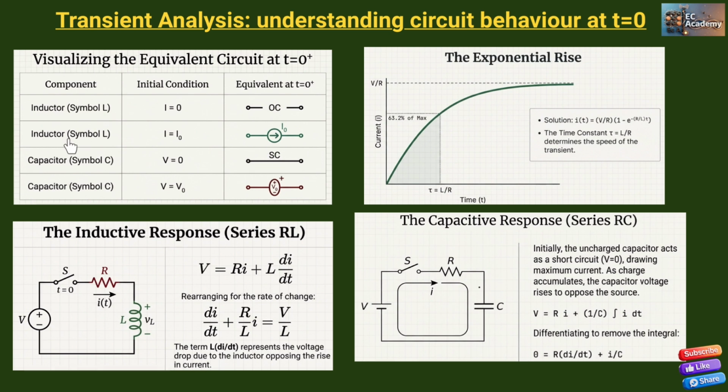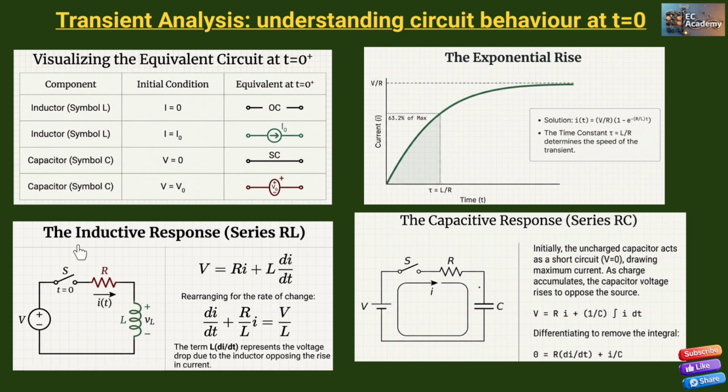If the inductor and capacitor already have charge, like I equal to I naught for the inductor, we can model it as a current source, and for a charged capacitor where V is equal to V naught, we can model it as a voltage source. So these two represent the storage of energy.